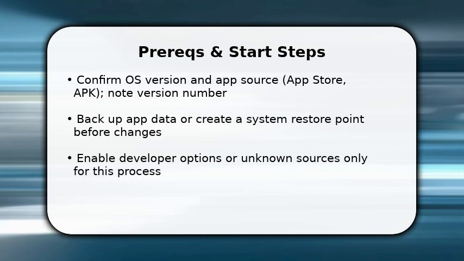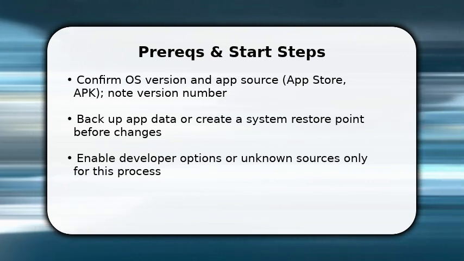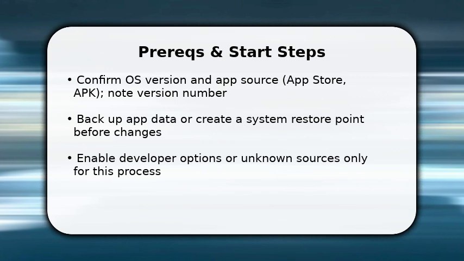Make sure developer options or unknown sources are enabled only for the duration of the repair, because leaving them on increases risk. Now proceed to inspect the app signature and permissions. This is the first actionable verification step to locate the verification failure.